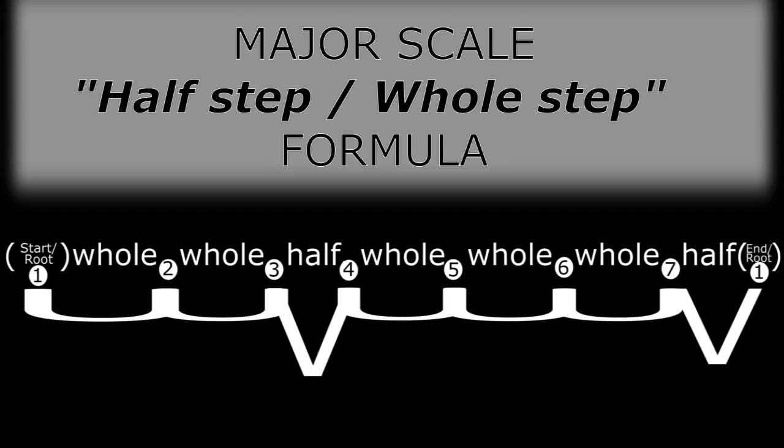From 1 to 2, we have a whole step. From 2 to 3, we have a whole step. From 3 to 4, we have a half step. From 4 to 5 is a whole. 5 to 6 is a whole. 6 to 7 is a whole. And then from 7 to the octave 8, we have a half step.